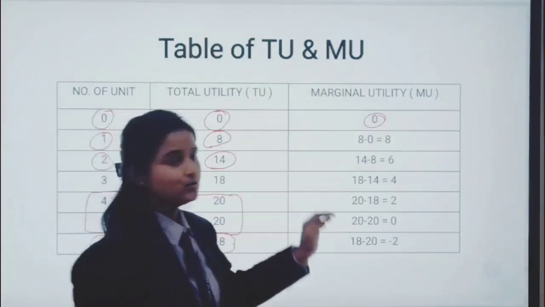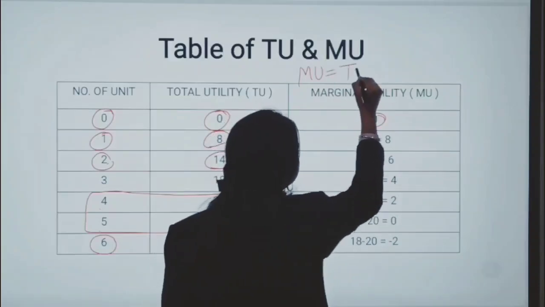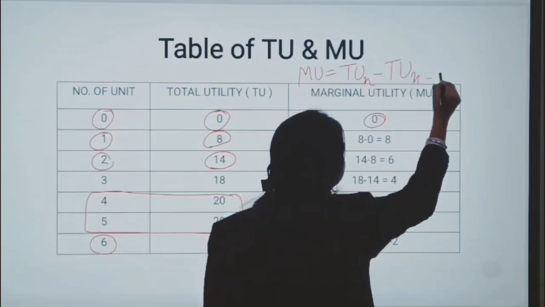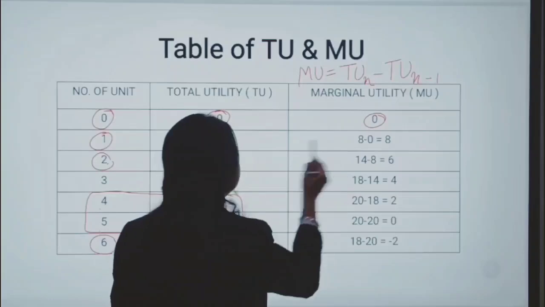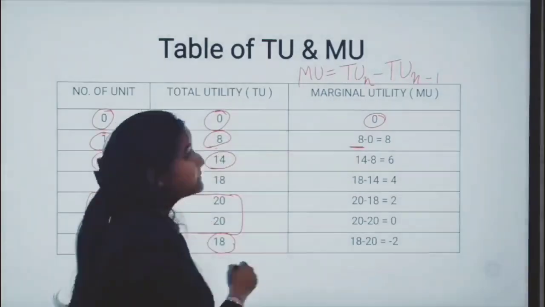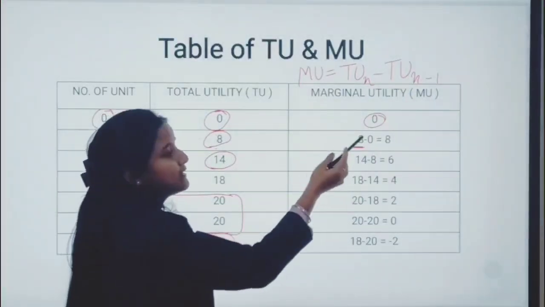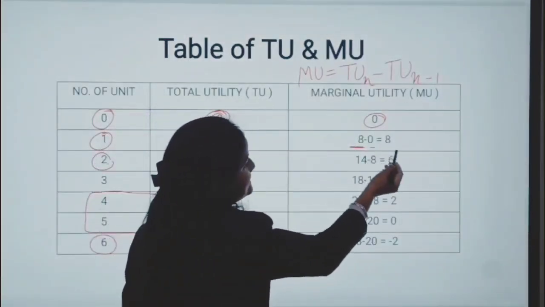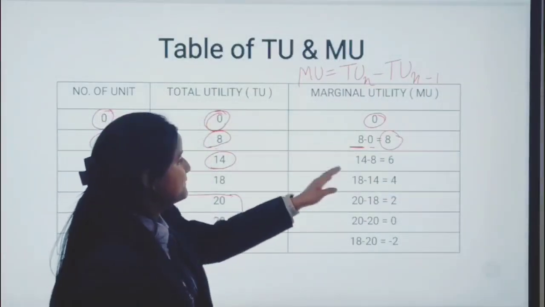Now coming to the MU, here is the formula of MU, that is total utility of nth item minus total utility of nth item minus 1. It means total utility of nth item here is what? Total utility of nth item is 8. So here we will write 8, and total utility of n minus 1 means the previous item. So here the previous item is 0, so we are writing 0, and that is why our MU is 8. So this is how we will calculate MU.